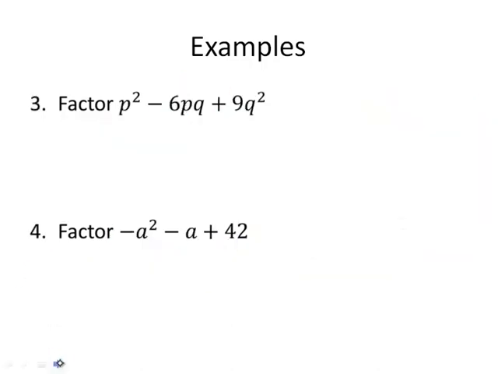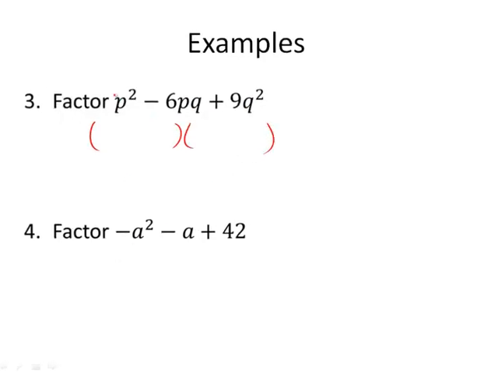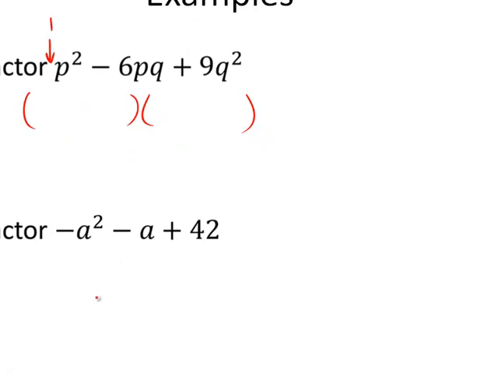Let's continue. Number 3 here, we're factoring something with p's and q's. You'll notice you have a little bit of a different structure here. You've got your p squared term, but then you've also got the q squared term. So notice that your setup is going to look a little bit different, but still very similar because the leading coefficient is 1.